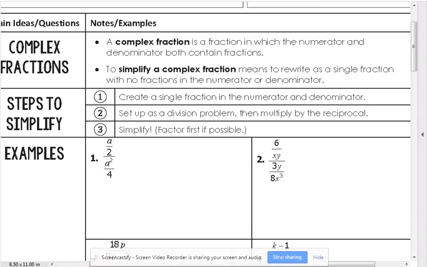Rational functions are what we call complex fractions. A complex fraction is a fraction in which the numerator and/or denominator contain fractions. So I like to say it's a fraction within a fraction. Okay, it's a complex fraction.